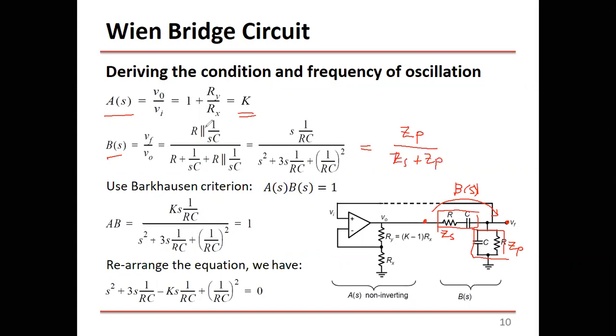How much is Z series? It's R plus the impedance of C, which is R plus 1 over SC. So this is Z parallel, this is Z series, and this is Z parallel. And if you do the math here, you will end up with this function here. So this is B of S.